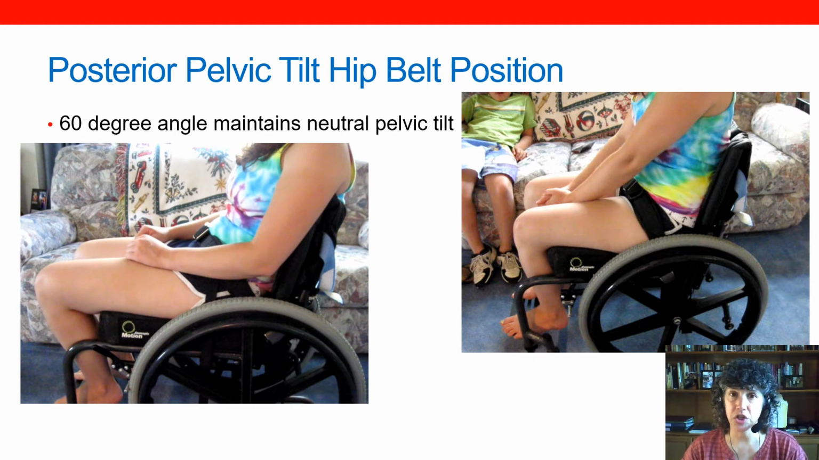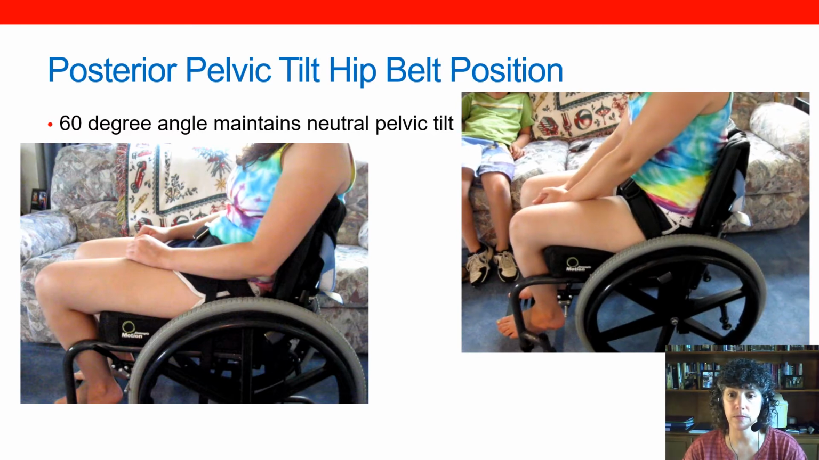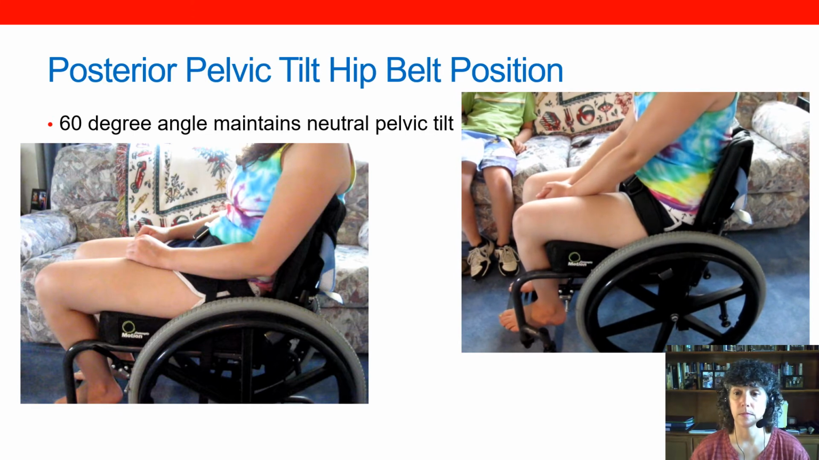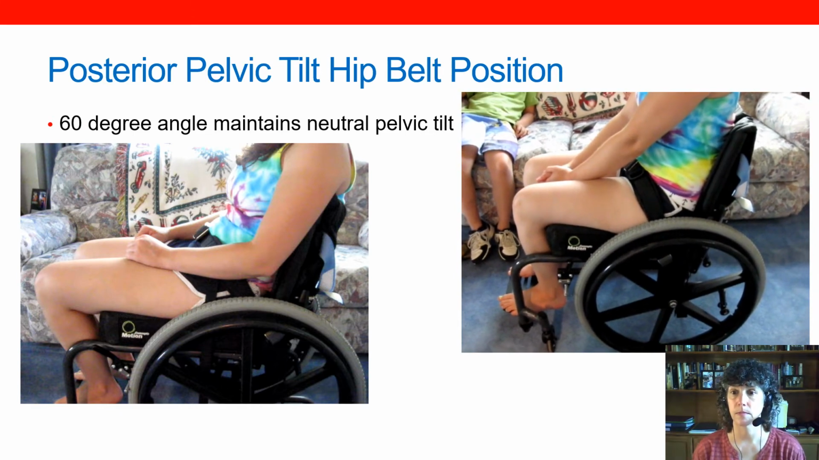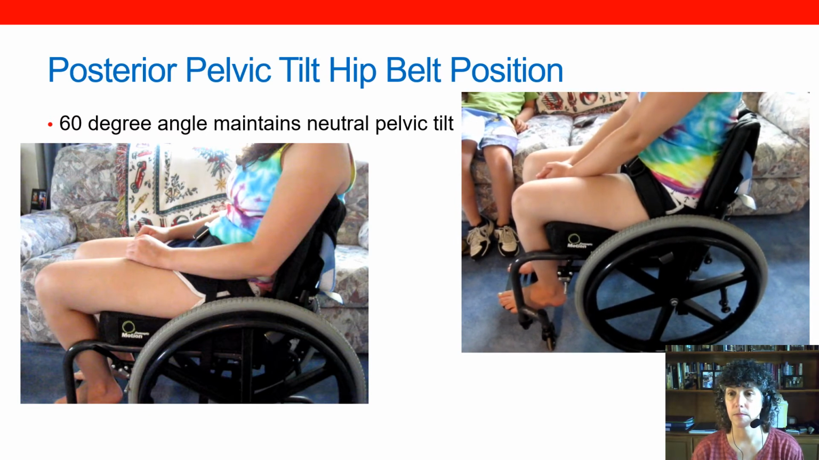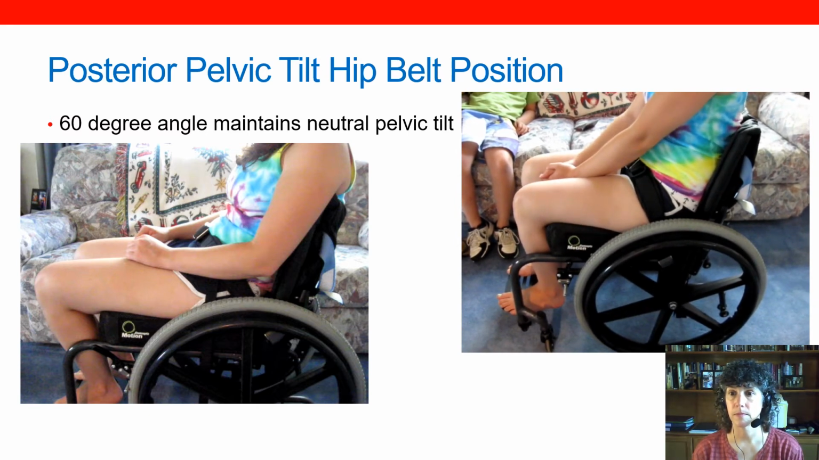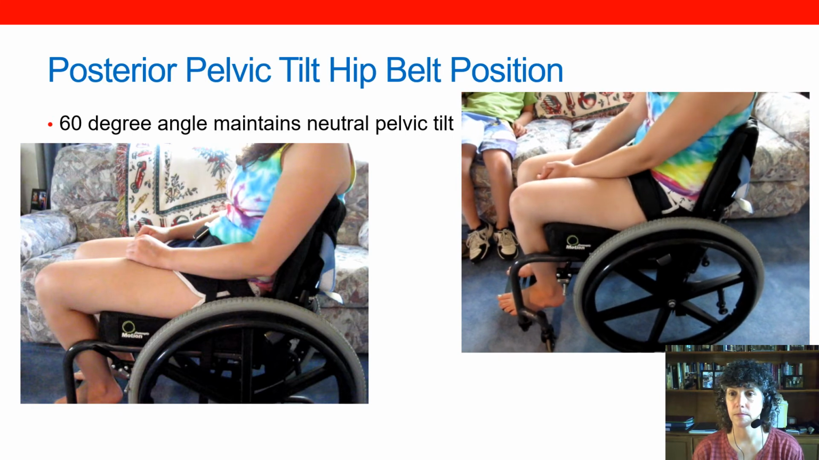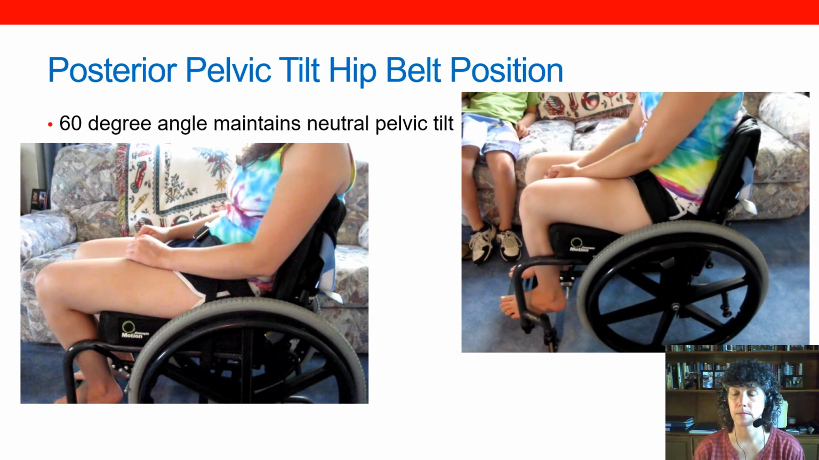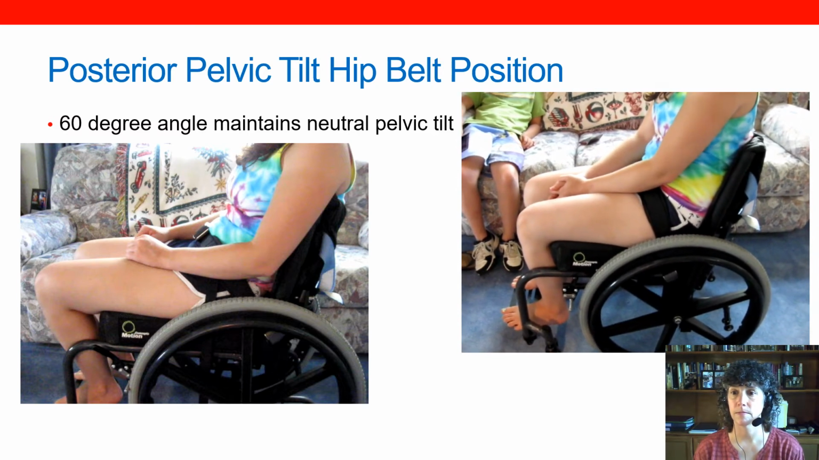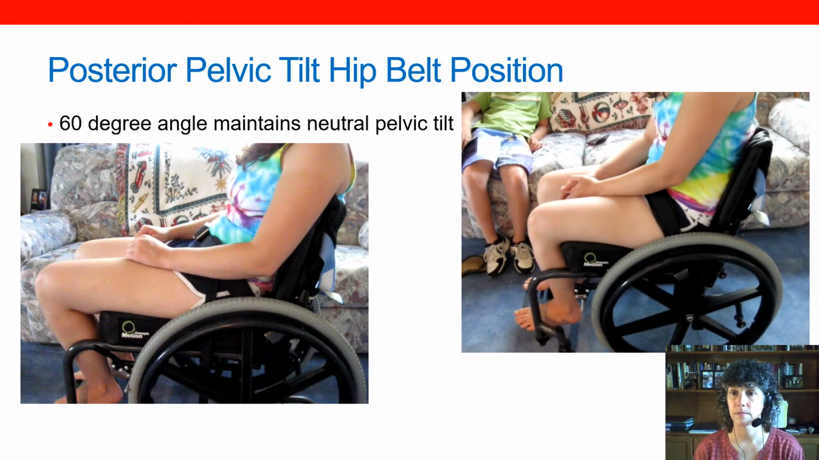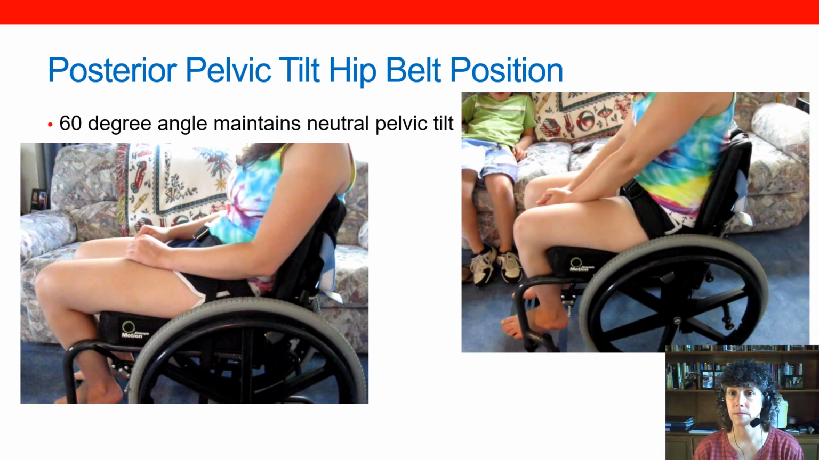Now let's see what she does when we've moved the belt slightly to a 60-degree angle. Alright, we've now moved the seat belt to approximately 60 degrees to minimize the posterior pelvic tilt. And if you go ahead and try to move the pelvis, we have significantly less movement into posterior pelvic tilt, and despite movement, the client is returning to a neutral position. So this angle makes a huge difference.